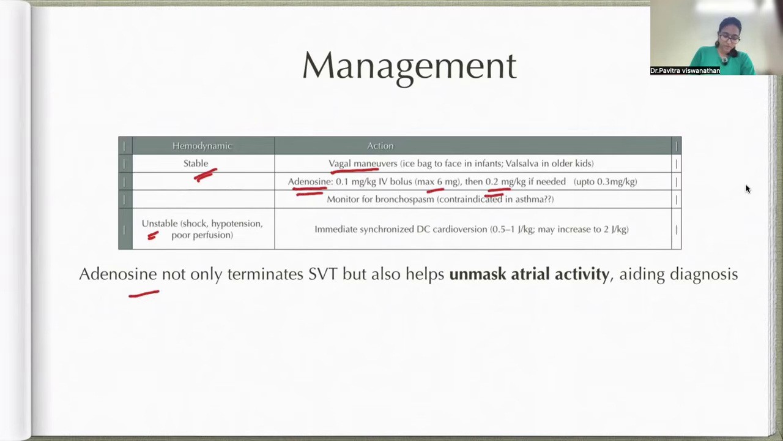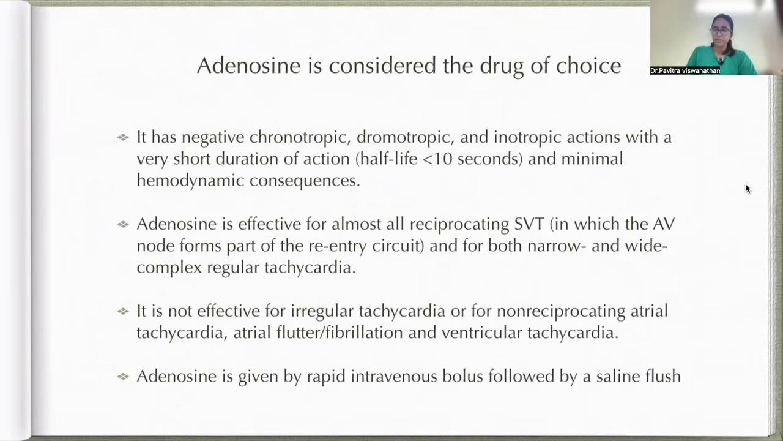Okay, and once you give adenosine and you have terminated SVT, if there is an underlying problem, your ECG will pick it up. Adenosine is the drug of choice in a hemodynamically stable patient. It has negative chronotropic, dromotropic, whatever tropy you have read in physiology, all tropy, it is negative. Adenosine will suppress all of that. The problem with adenosine is that it has a very, very short duration of action, less than 10 seconds. Okay, it's both an advantage and a disadvantage. Advantage because you will not have much hemodynamic compromise. But the disadvantage is that you need to give it really, really fast. So how do you do it if a patient is having SVT?